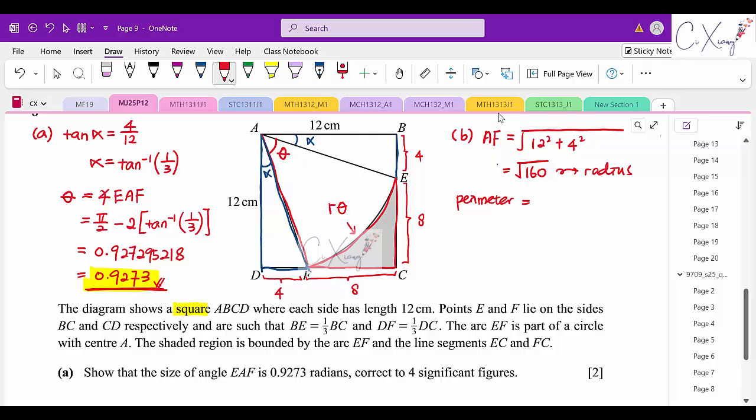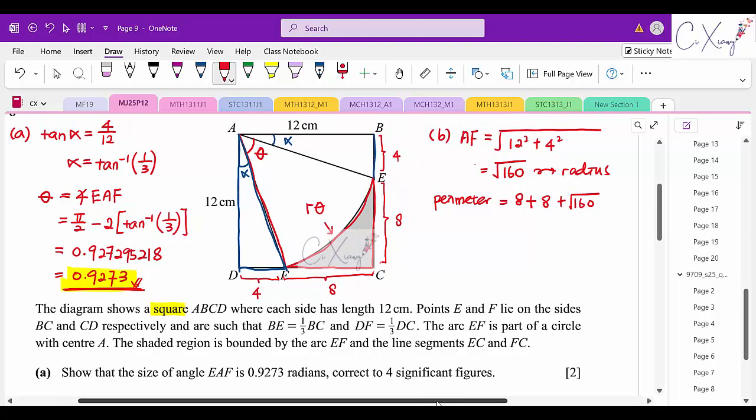So like what I told you just now, you are taking EC, which is 8 cm, plus FC, which is also 8 cm, then plus R theta. So the R is square root 160, and the theta here that we get just now is 0.9273. So you can substitute 0.9273 here.